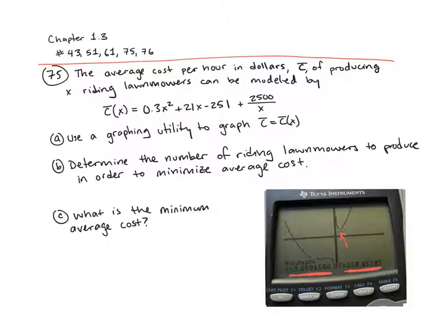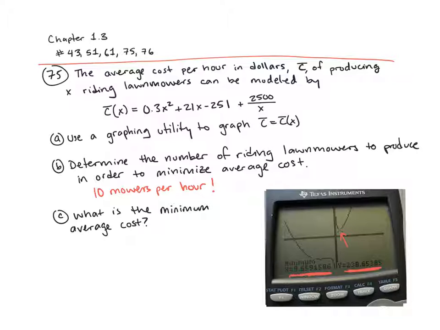Determine the number of riding lawnmowers to produce in order to minimize average cost. So what does our input need to be in order to reduce the average cost? It needs to be 9.659 lawnmowers. Now here's the deal, I can't produce 9.659 lawnmowers, right? So in thinking in a real world type of scenario, I am going to say that we are going to produce 10 lawnmowers per hour. So 10 mowers per hour.